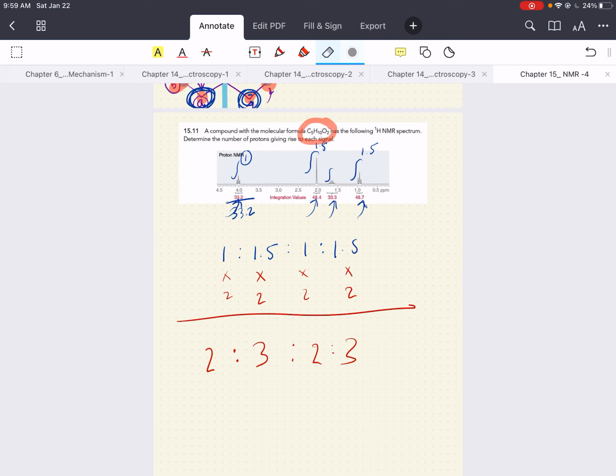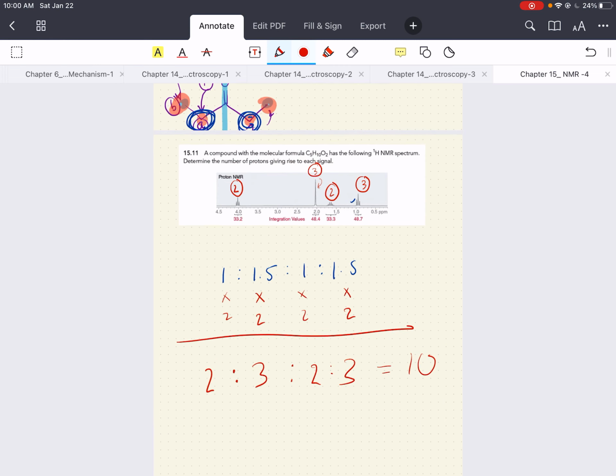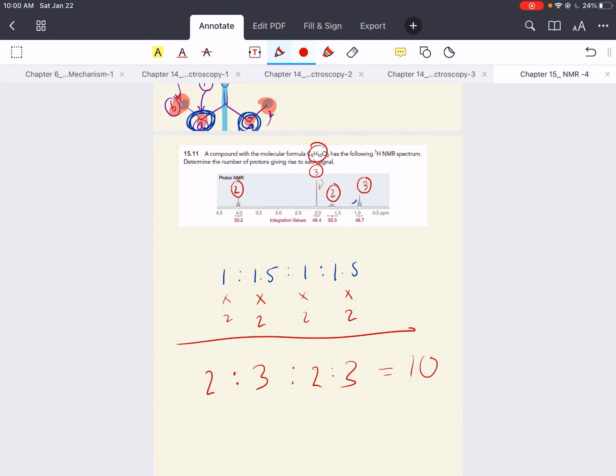What that means, looking back at our NMR signal now, is that 2 hydrogens give off this signal, 3 protons give off this one unique signal, 2 hydrogens give off this signal, and 3 hydrogens give off this signal. Now, if we add all of these together, it totals up 10 hydrogens, and that's how many hydrogens are in our molecular formula, so we know that this is correct. So from our NMR spectra, the protons giving rise to each of these signals are: this first one is 2, this one is 3, this one is 2, and this one is 3.